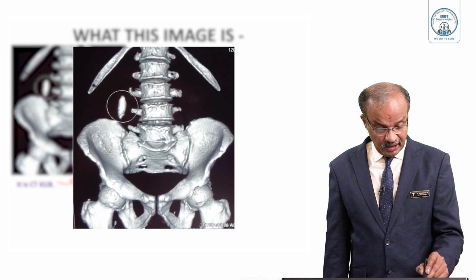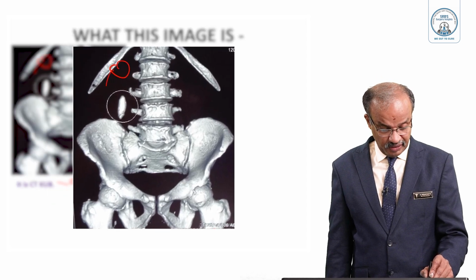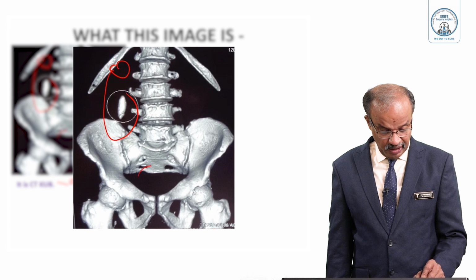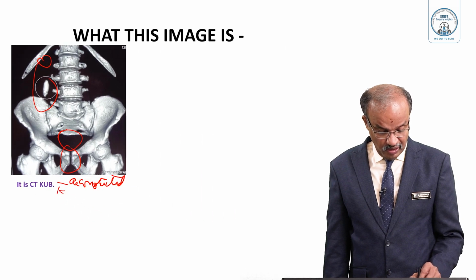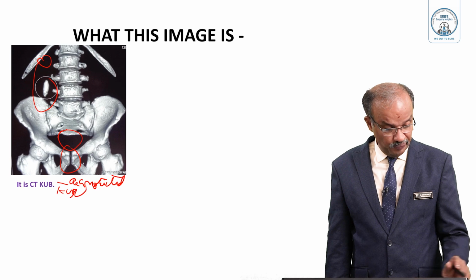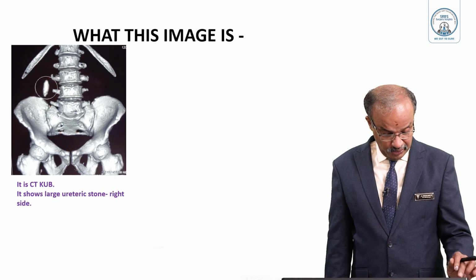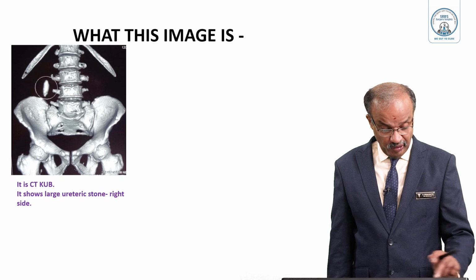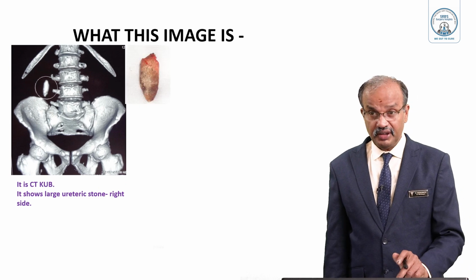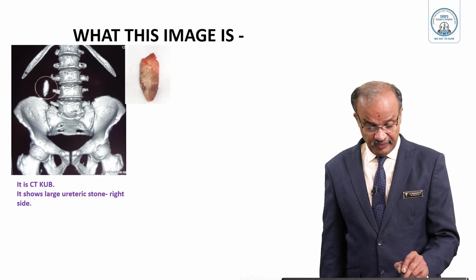So this is where the kidney comes, the ureter is this area, the bladder is this area, and the urethra is this area. So finally it will be KUBU actually. It shows a large ureteric stone. See that encircled, right side, very large ureteric stone. See that, this is the stone which we removed, quite big.